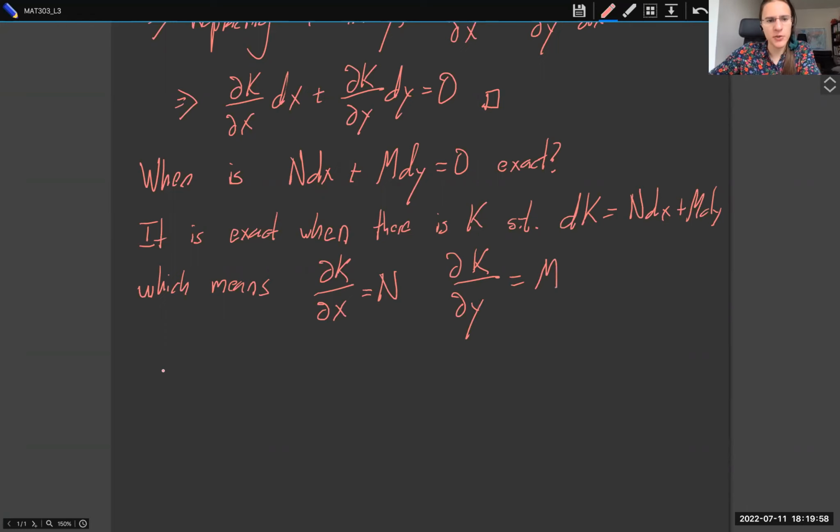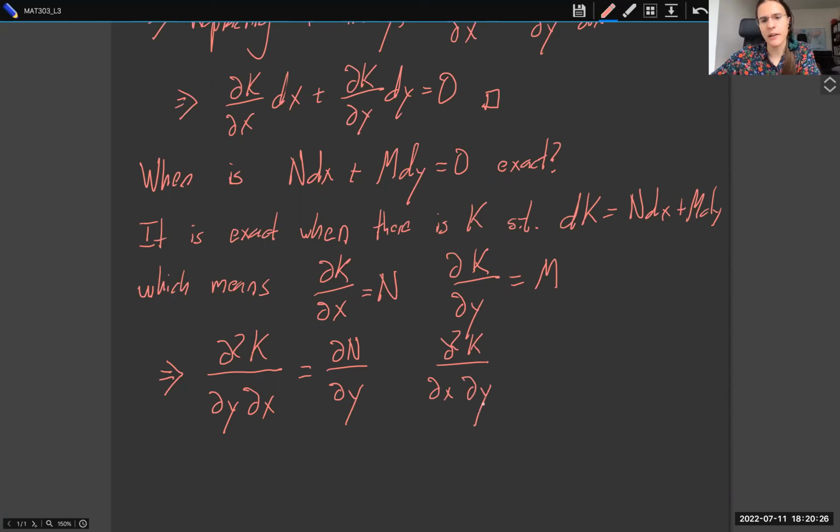But then what I'm going to do is take the partial derivative of this equation with respect to y. So I'll get the second partial derivative of k, y with respect to y after x, is going to be the partial derivative of n with respect to y. And similarly here, I'll get that the second partial of k, taking the derivative of x following taking the derivative of y, is going to equal the partial derivative of m with respect to x.